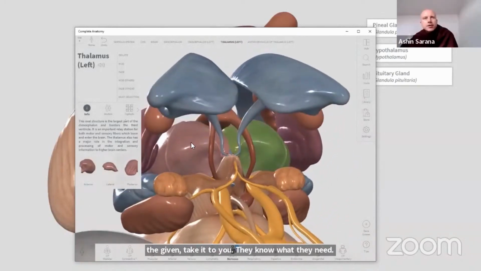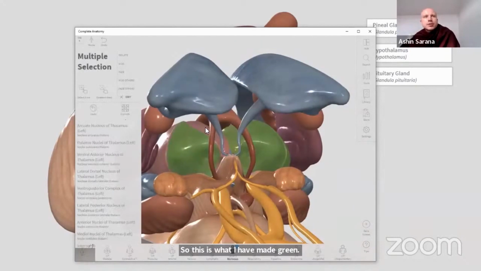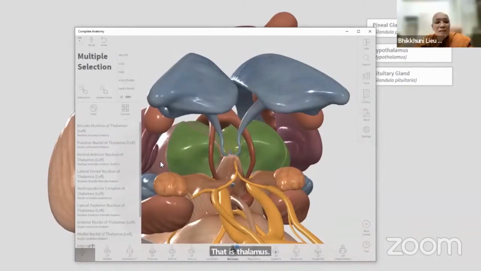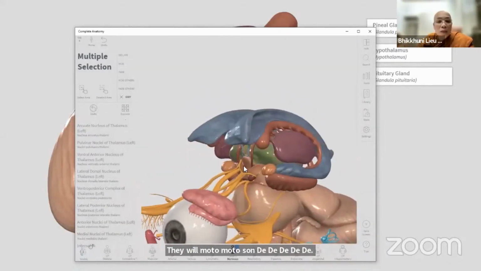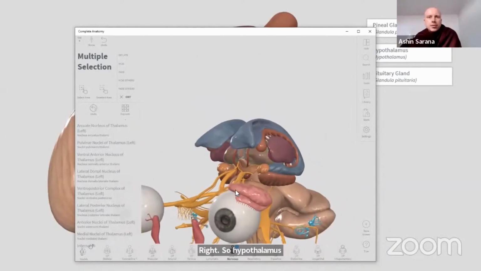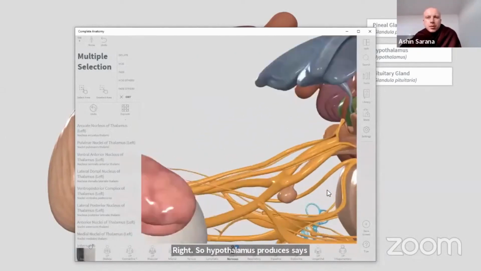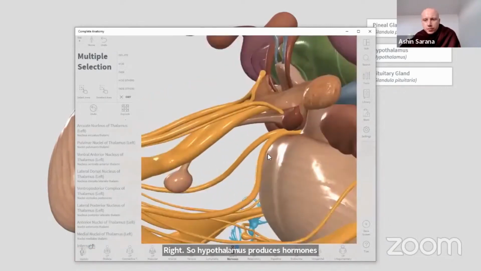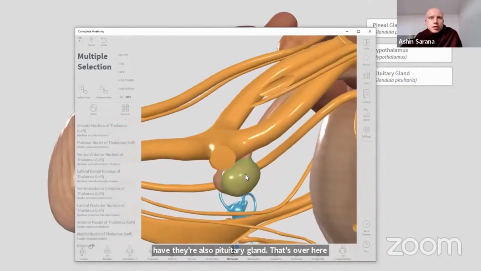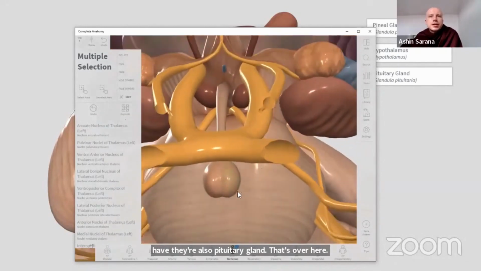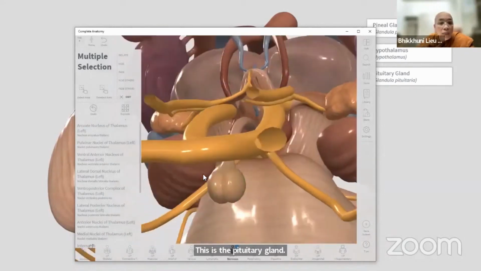So this what I have made green, that is the thalamus. All right. So the hypothalamus produces hormones, and then we also have the pituitary gland, that's over here. This is the pituitary gland. This little ball over here.